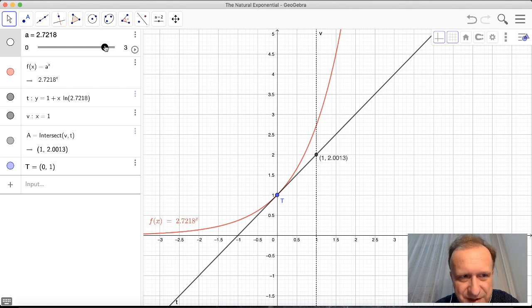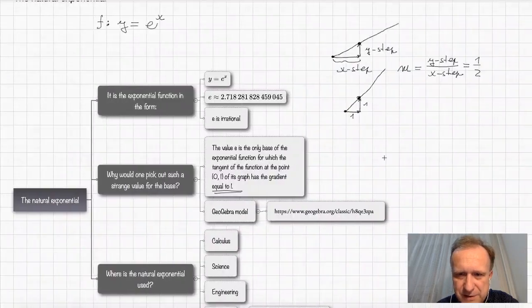I have to move back, and you see it takes many steps because I'm changing it very slowly, and this is the proper value, 2.7182, approximately to 4 decimal places. Okay, so this is the definition of what E is. E is such a value of the base of the exponential function which has the proper gradient of the tangent at 0 and 1, and this gradient has to be 1.